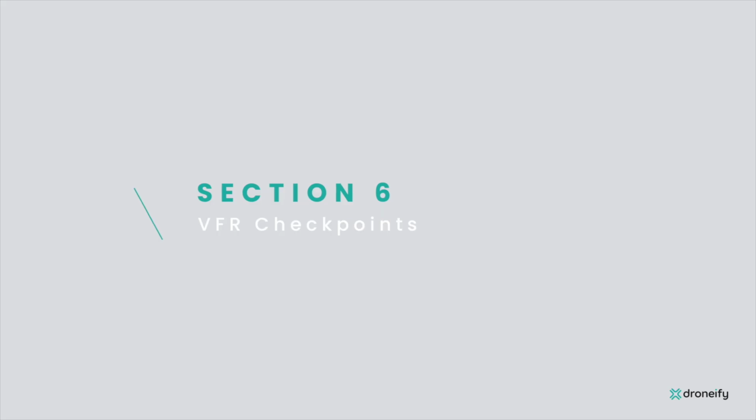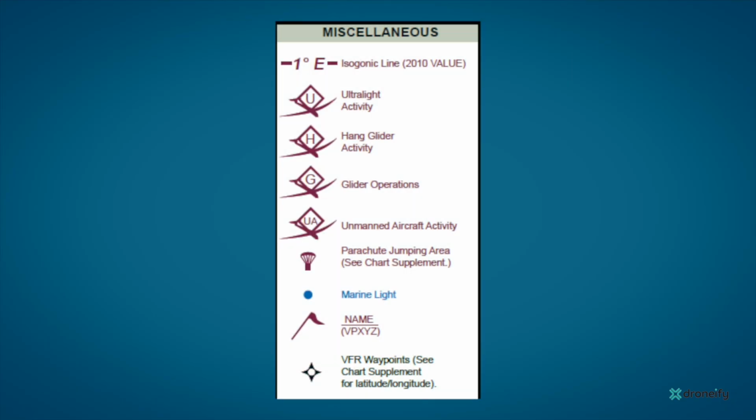FAA Part 107 regulations require drone pilots to be familiar with visual flight rules, VFR checkpoints, which are used to navigate in the airspace and identify key locations on a sectional chart. VFR checkpoints are visual landmarks or geographic features that can be easily identified from the air, such as mountains, lakes, highways, or other notable features. They are often marked on sectional charts with a small symbol, such as a triangle or a star, and a label indicating the name of the checkpoint.